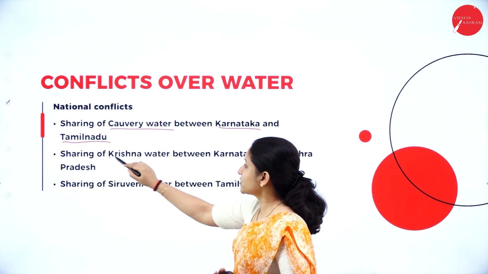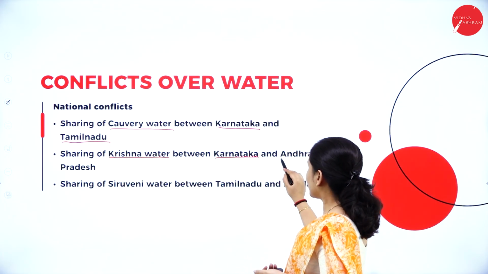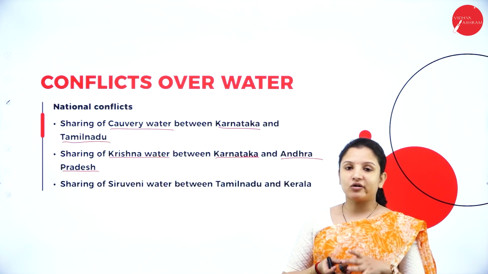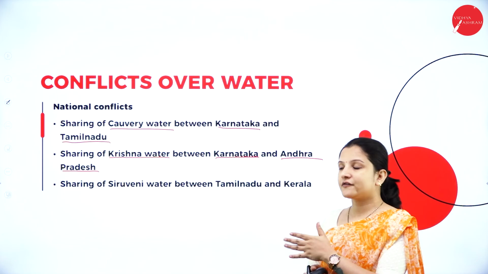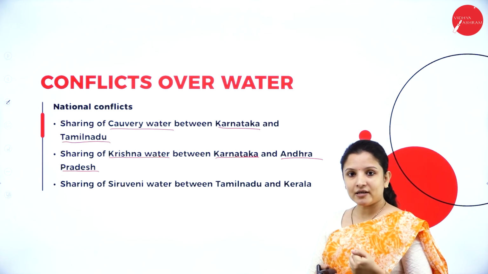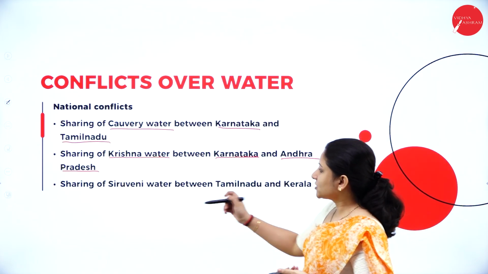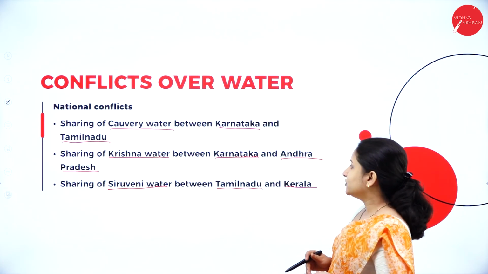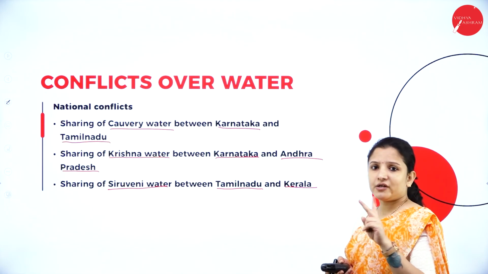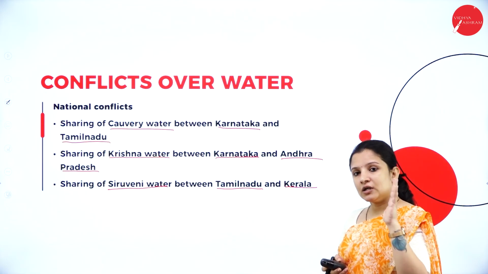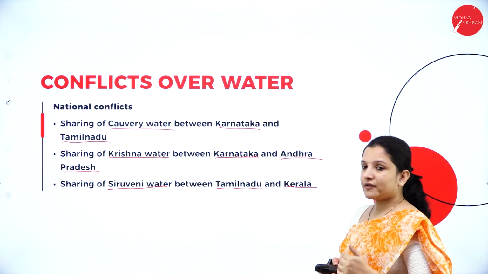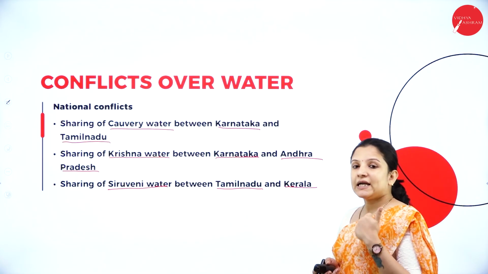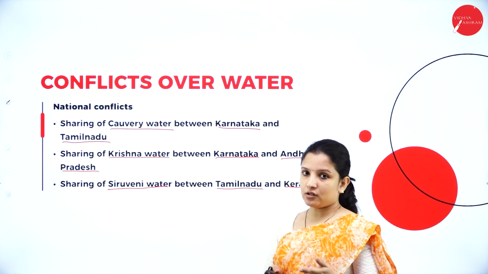Next is the Krishna water between Karnataka and Andhra Pradesh. Both the states need to share this water, and there is an issue in the sharing of Krishna water between Karnataka and Andhra Pradesh. And next is the sharing of Siruveni water between Tamil Nadu and Kerala. So that is how, between two states in a country itself, a lot of conflicts are occurring over water. So these are the different conflicts of water, both international conflicts and national conflicts.